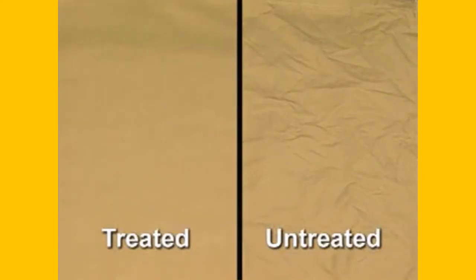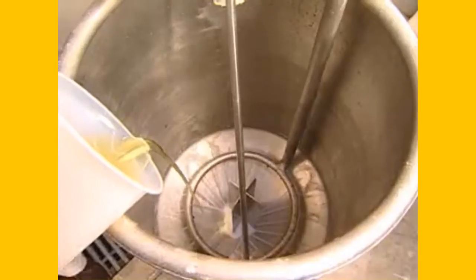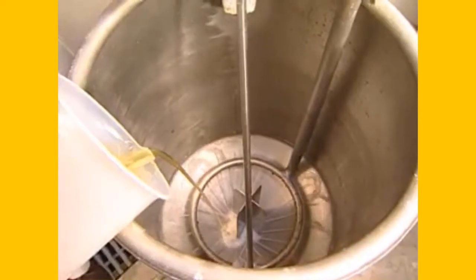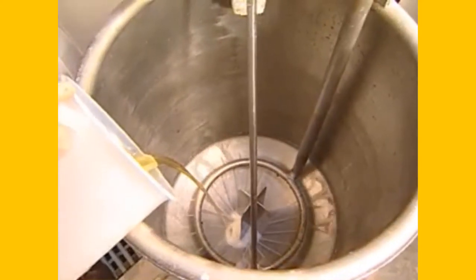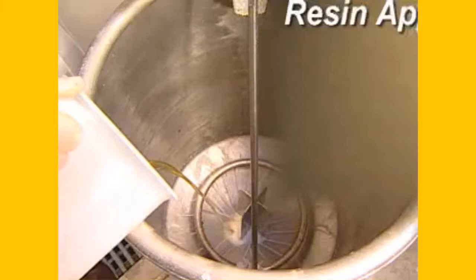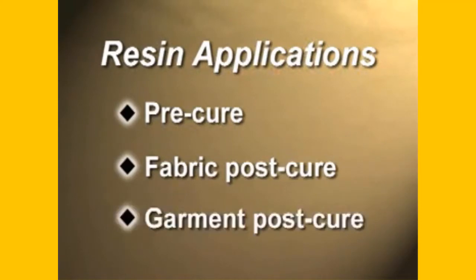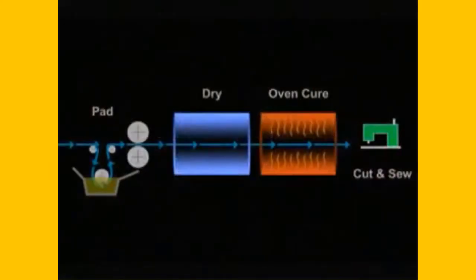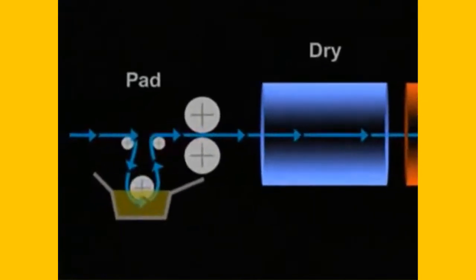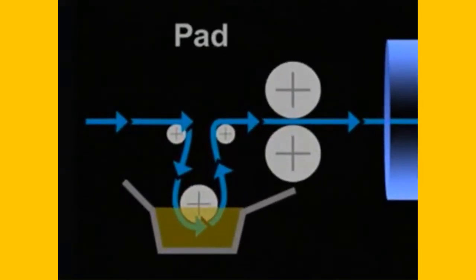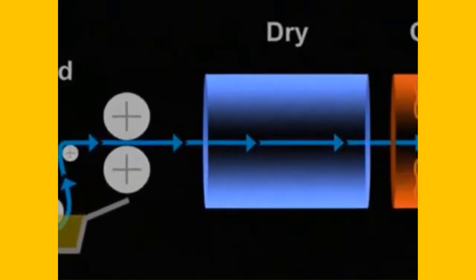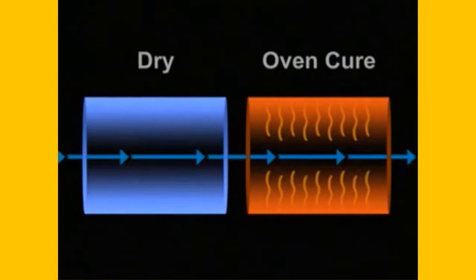Many factors related to chemical reactions influence wrinkle-resistant properties. The reactant concentration, the catalyst type, and the catalyst-resin ratio are of utmost importance. There are three main methods of resin finishing applications: pre-cure, fabric post-cure, and garment post-cure. The pre-cure process occurs after fabric has been dyed. First, the resin, a catalyst, and softener is padded onto the fabric. Then the fabric is dried and cured at an elevated temperature.